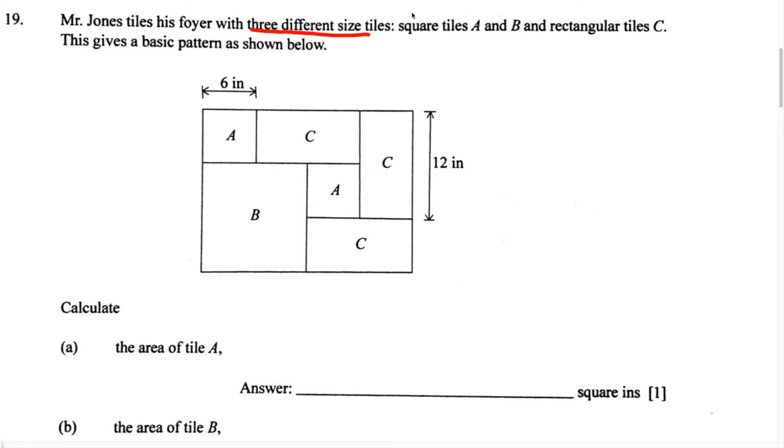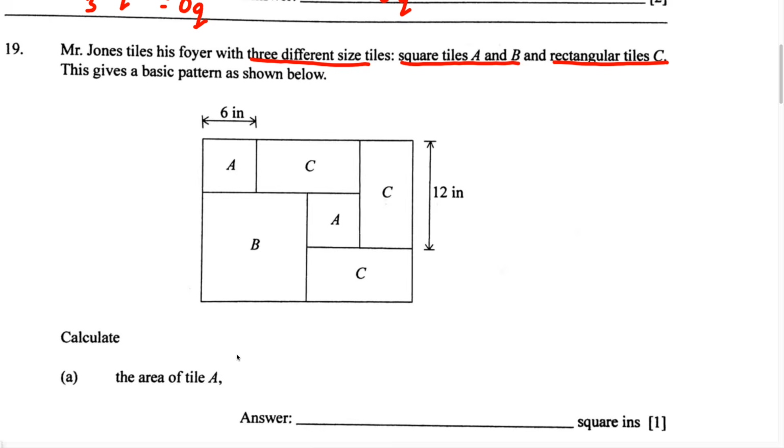Now it says square tiles A and B. So we know for tiles A and B, they're going to be square. And rectangular tiles for C. The problem says calculate the area of tile A. Anytime we see this word area, we should just start to smile because all we have to do is just use a formula. Now the next step is to figure out which formula you are going to use. Well, if we look back up at our question, it says square tiles A and B. Therefore, we know we're going to use the area of a square formula.